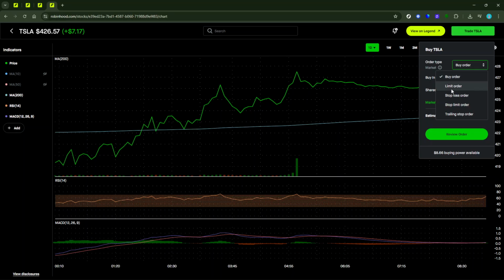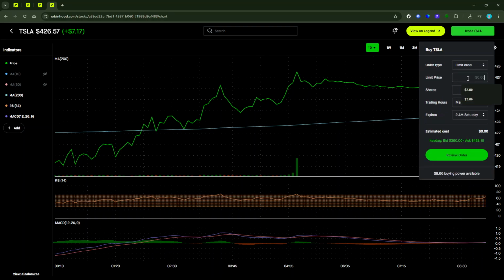After your purchase, it's essential to monitor the stock's price throughout the day. Use Robinhood's real-time charts and alerts to keep track of price changes and market news. If the stock's price moves in your favor and you're ready to sell and capture your gains, go to your portfolio, find the stock in question, and click on Trade, followed by Sell.